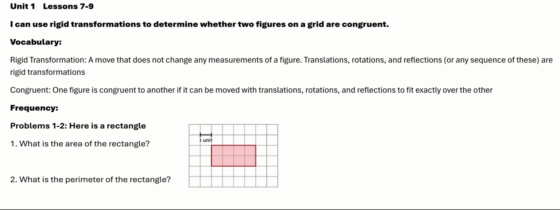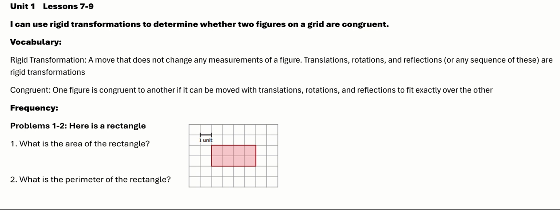Congruent: one figure is congruent to another if it can be moved with a translation, rotation, and reflection to fit exactly over the other. So if we can do a rigid transformation, then it is congruent.